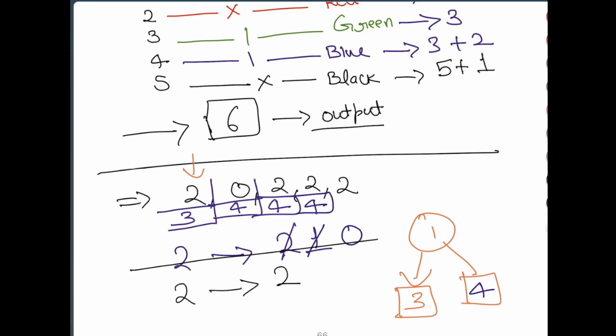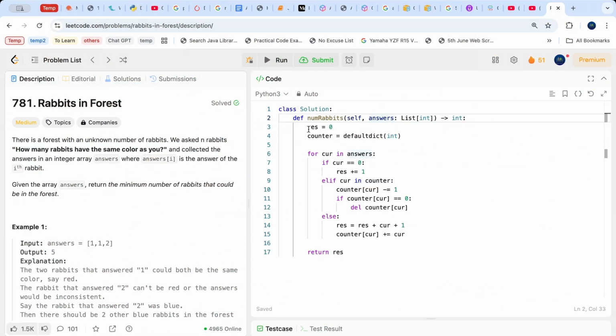So let me take you back to the code editor and show you how you can solve this using Python. We are going to create a result variable that is 0 initially. Then we are going to create a counter. This counter is actually our mapping. Then we run a simple loop over the answers which we are getting from our rabbits. The first condition is whether the current answer is 0. If it is 0, then we are sure that we just have one rabbit of this particular color. So we are going to say result plus equal to 1, and that's it.